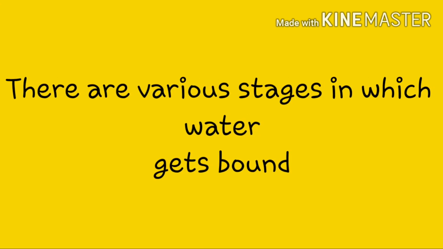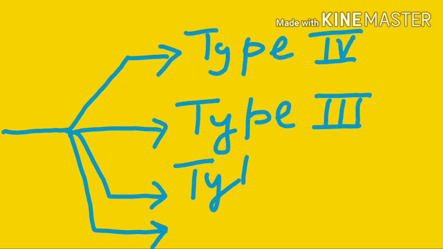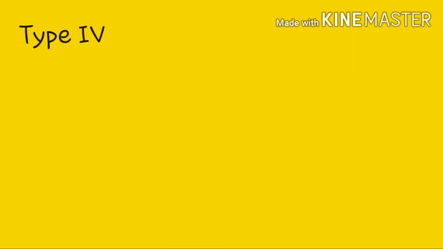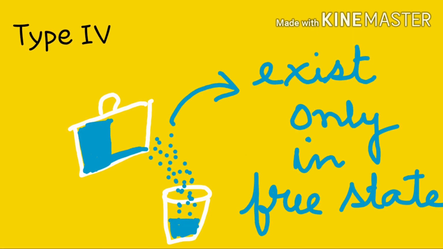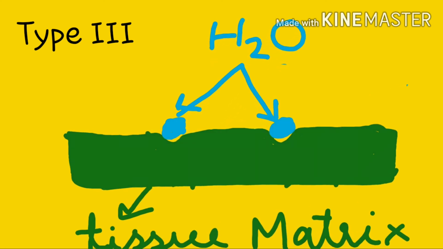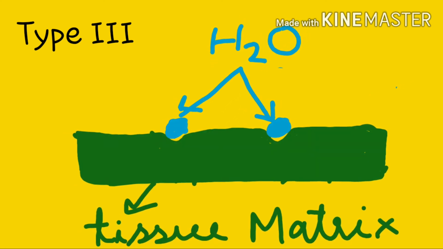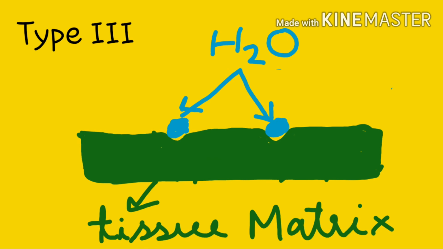Now there are various stages in which water gets bound. There are basically 4 types: type 4, type 3, type 2, and type 1. Let's discuss these types one by one in detail. In type 4, water molecules are free, which means they can easily be utilized by microorganisms for their growth, which also means it is with full activity. In type 3, water molecules are entrapped in the tissue matrix, which means it will also support the growth of microorganisms, but slightly less than free water in type 4.